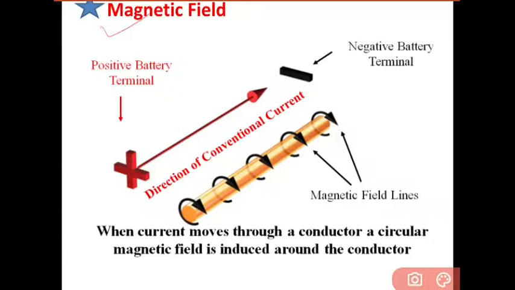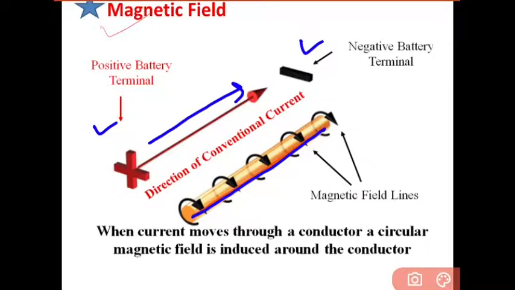A charge that is moving in a magnetic field experiences a force perpendicular to its own velocity and to the magnetic field. Okay, you can see there is one conductor. If I pass the electric current through the conductor, this is the direction of conventional current. This is the positive terminal and negative terminal of the battery, which we use to pass the current through that conductor.